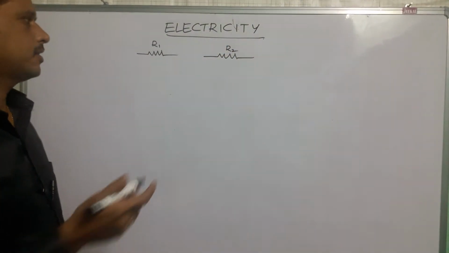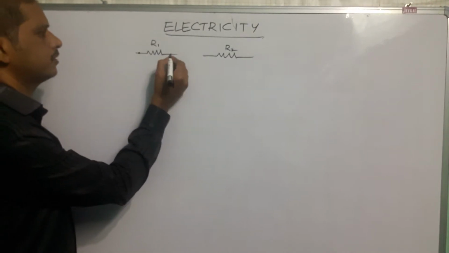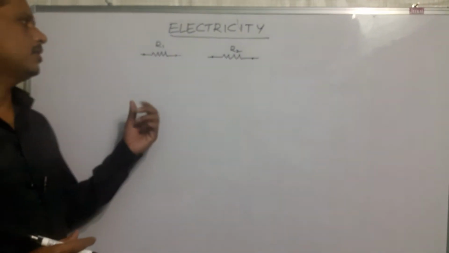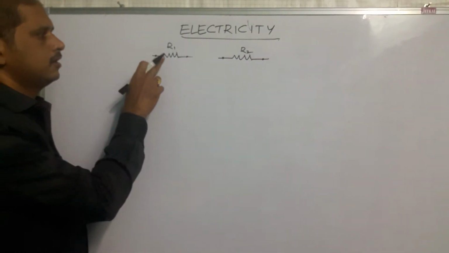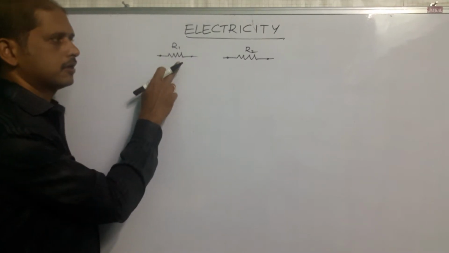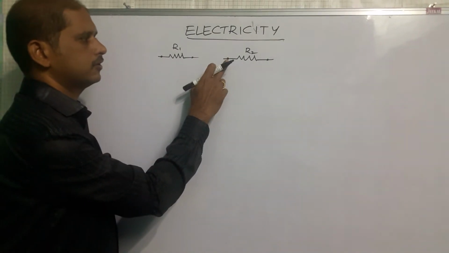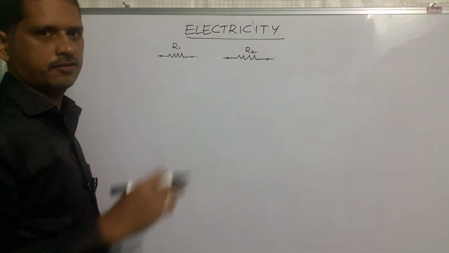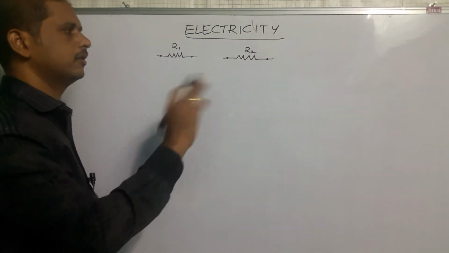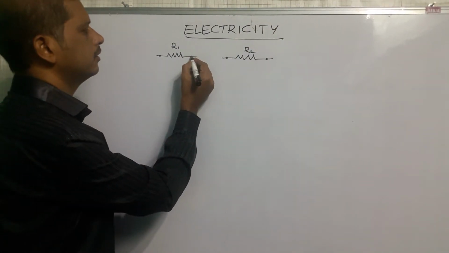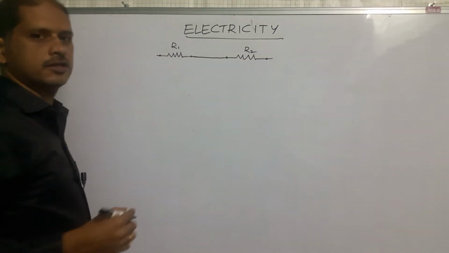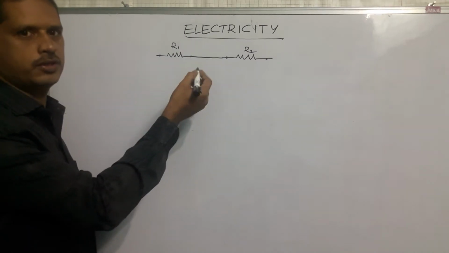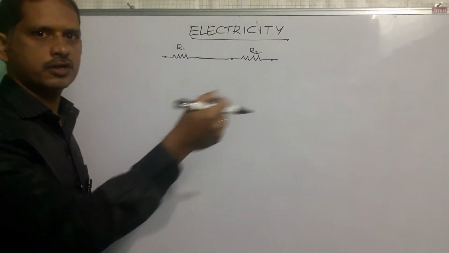Every resistor has two electrodes, this is one electrode, this is another, and here also two electrodes. The second electrode of the first resistor is connected with the first electrode of the second resistor, and vice versa. If more resistors are given, R1, R2, R3 like that, and they are connected in this way, then this is considered a series combination of resistors. I consider only two resistors, but we can consider three or four resistors also.